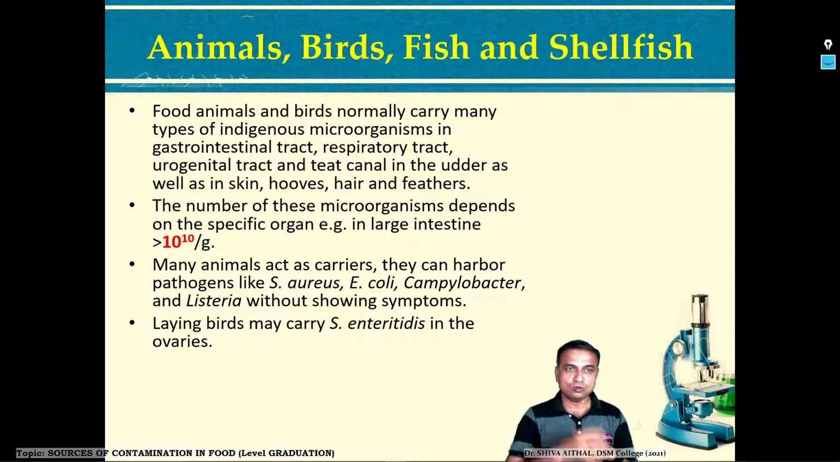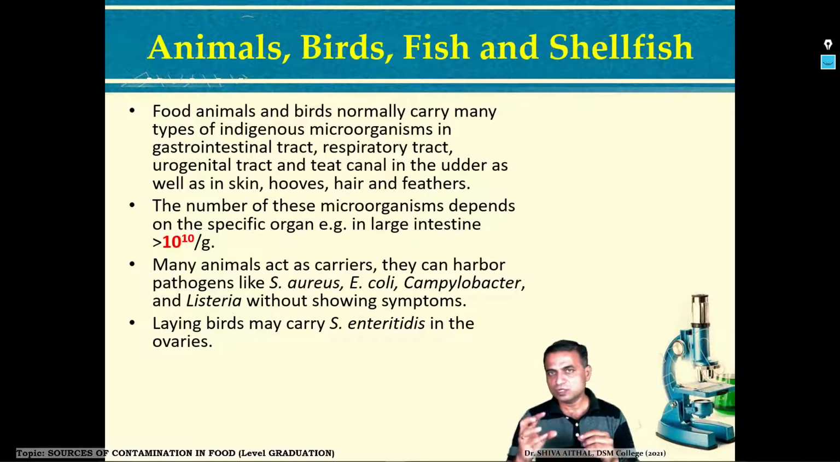Same with the urogenital tract, same with the respiratory tract, other parts, skin, hairs are present. All these contribute to a huge number of microorganisms in the food. Many animals act as carriers. They harbor pathogens like Staphylococcus aureus, which is responsible for infections in the wounds, E. coli, which is an opportunistic pathogen, Campylobacter, Listeria, without showing any symptoms. They can be very dangerous to the consumer.